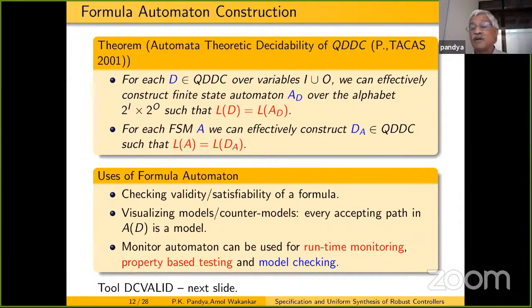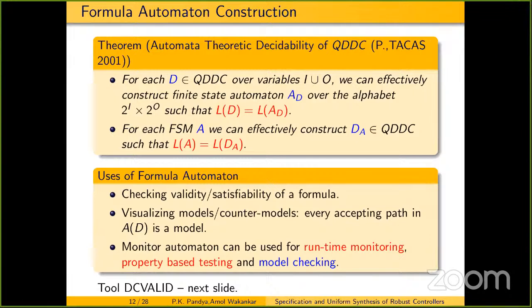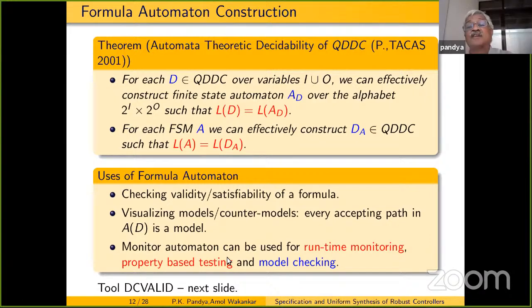You want to check whether one formula logically implies another. What you check is that the language of the first formula is contained within the language of the second. So you do a language inclusion problem on automata, right? Right. You can also use these automata to visualize some good behaviors and bad behaviors, which are models or counter models of your formula. So automata are very useful, and you do want them, right? They can be used for what is called runtime monitoring, property-based testing, and model checking, right?